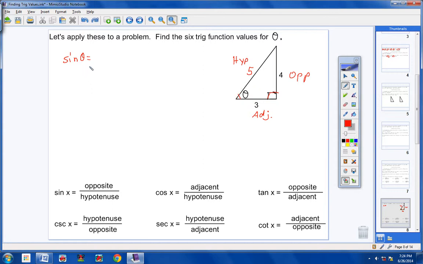So the sine of theta is what? How do you find sine? Opposite over hypotenuse, or 4 over 5. So there we go. It's that easy. There, you just found the sine of theta is 4/5.